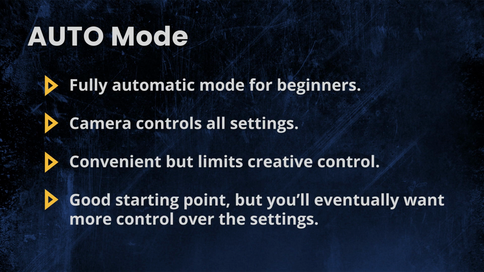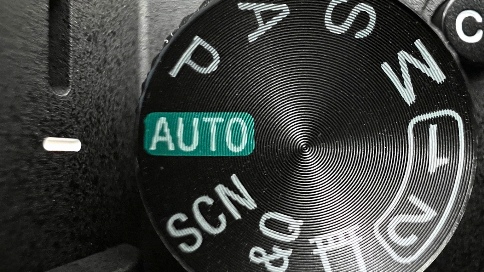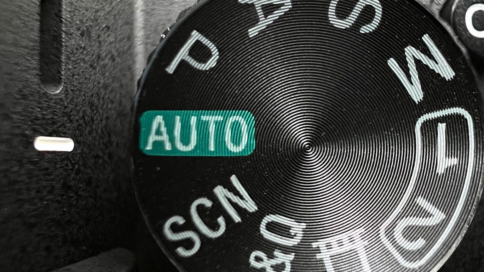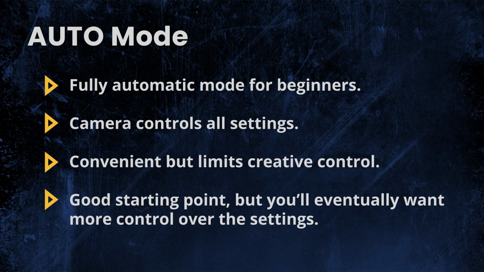Let's start with auto mode. Auto is the fully automatic mode on your camera. And in this mode, the camera makes all the decisions for you. It chooses the aperture, chooses the shutter speed, and the ISO, and even white balance. Auto is good for beginners or when you need to take a quick snapshot without worrying about any of the settings.